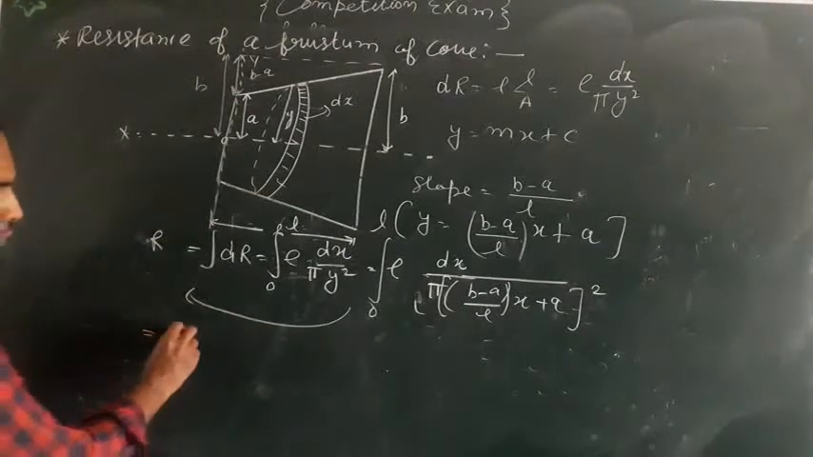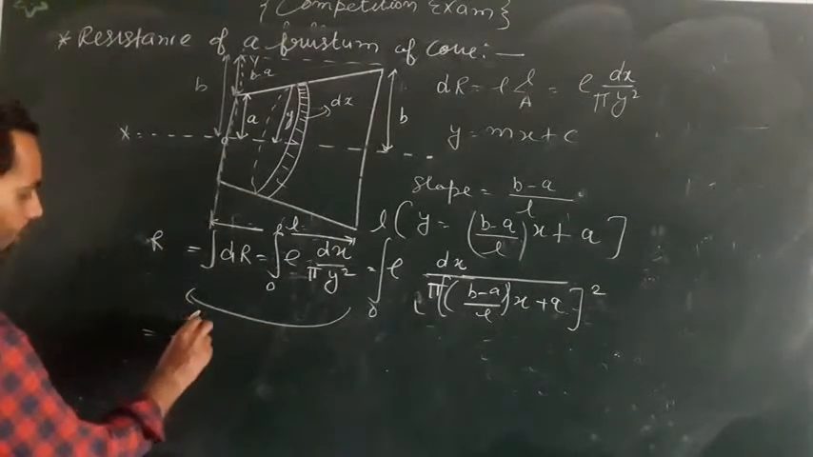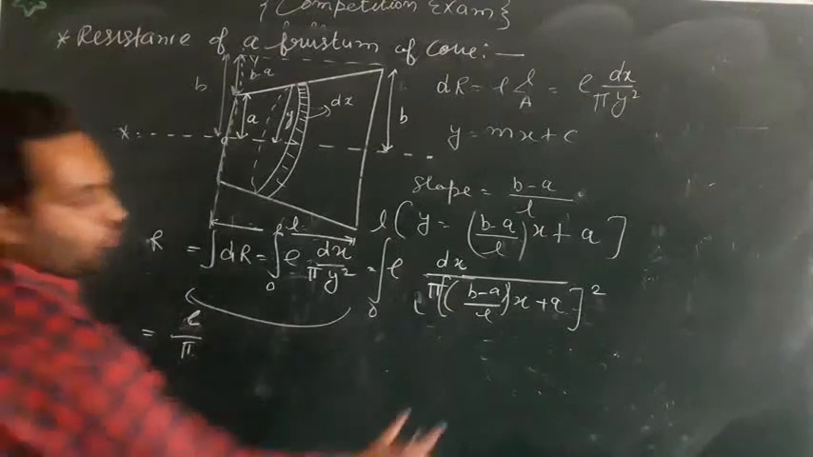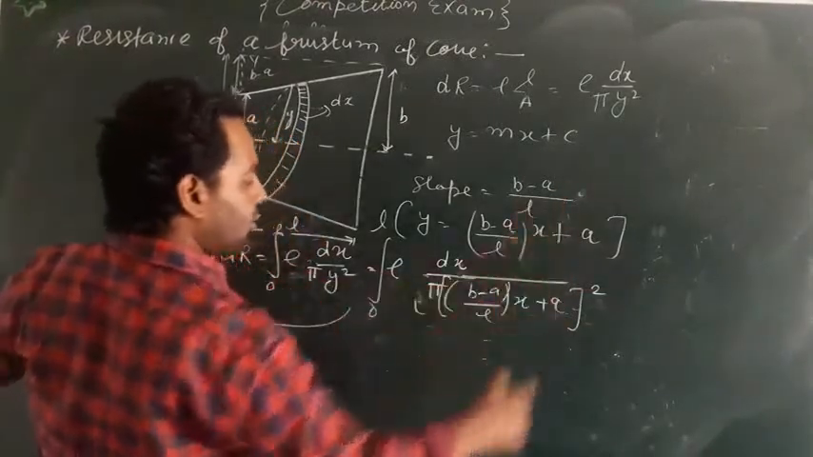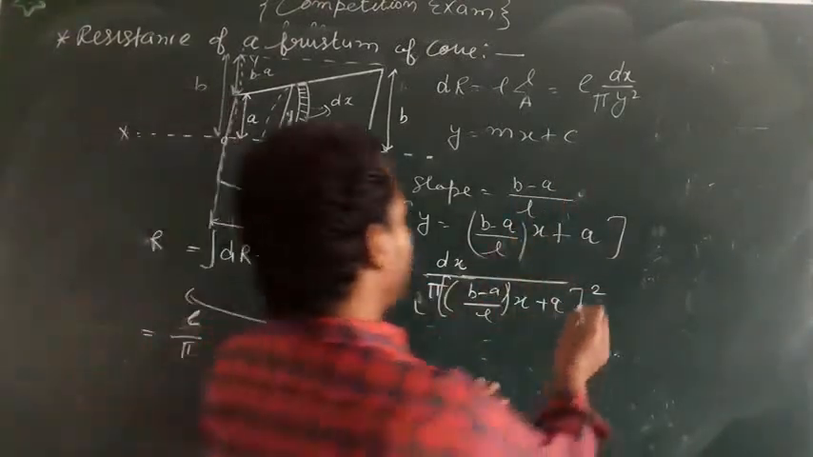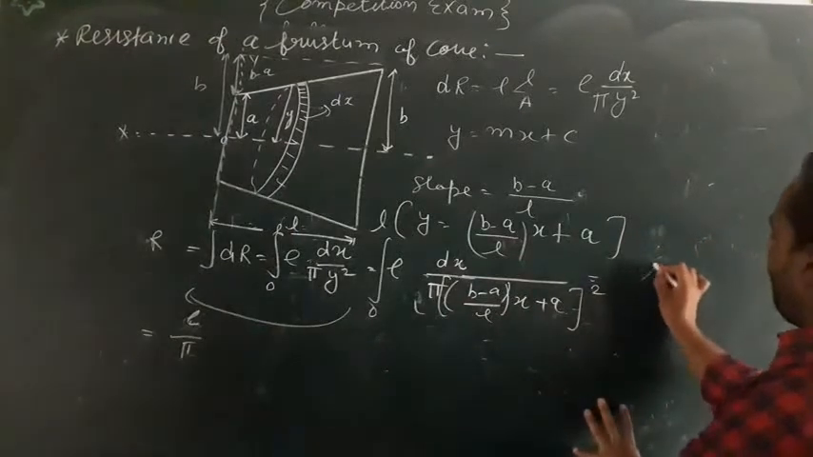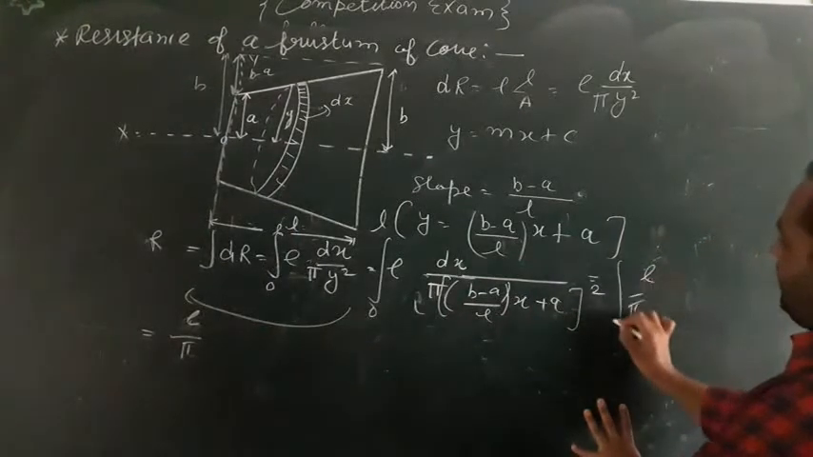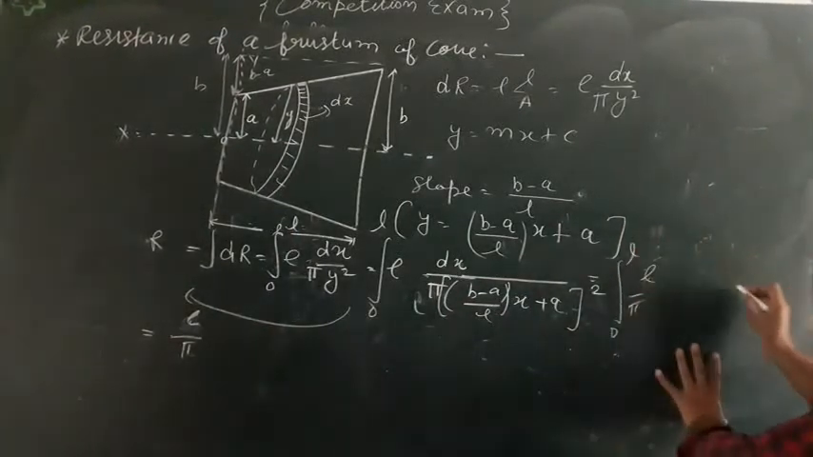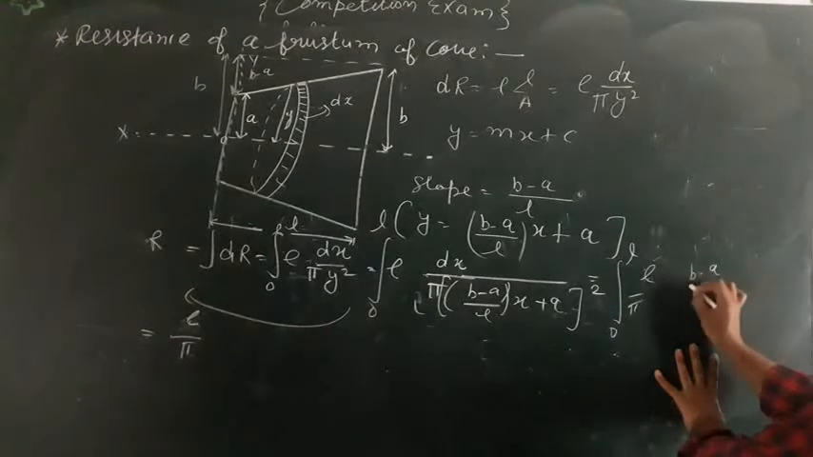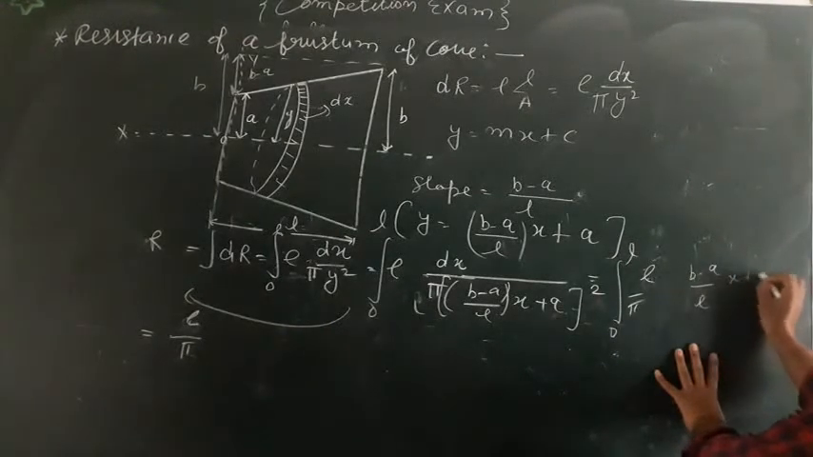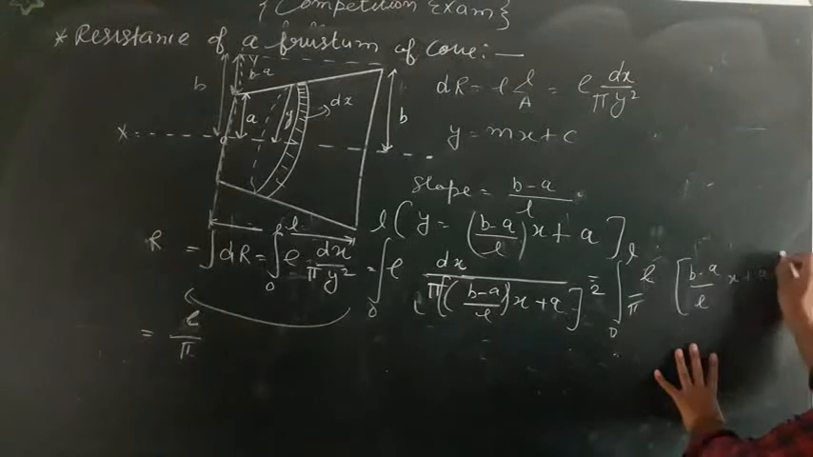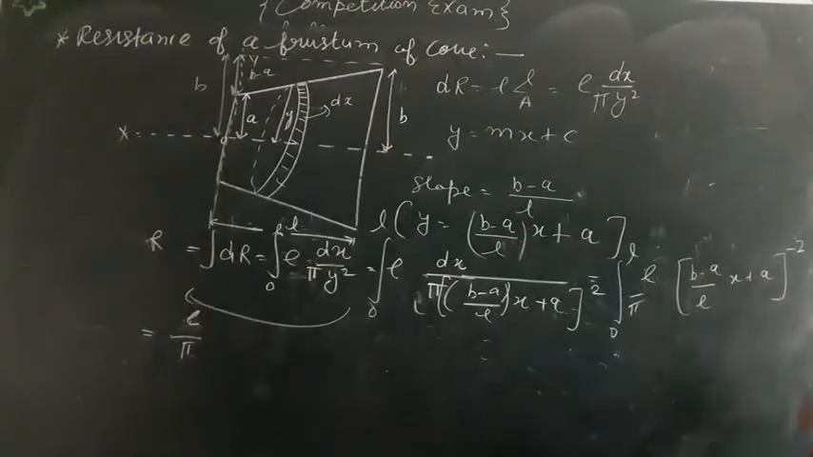So that is equal to rho divided by pi. Rho divided by pi is the constant, so we will take the whole term upside. Here I am writing what it became: rho divided by pi, integration 0 to L. That term became b minus a divided by L into x plus a, the whole term raised to power minus 2. So what is the integration of that term?